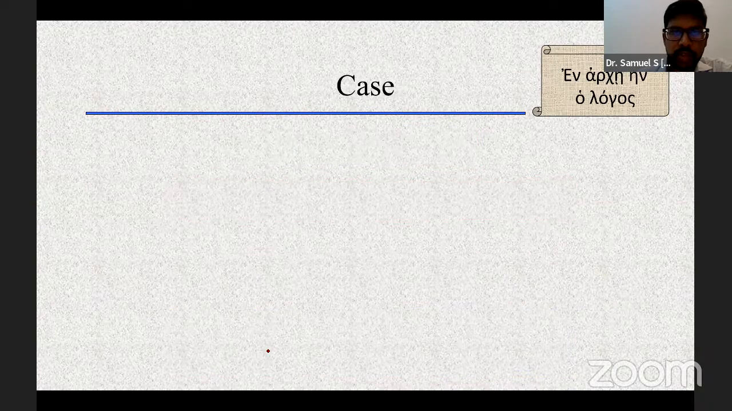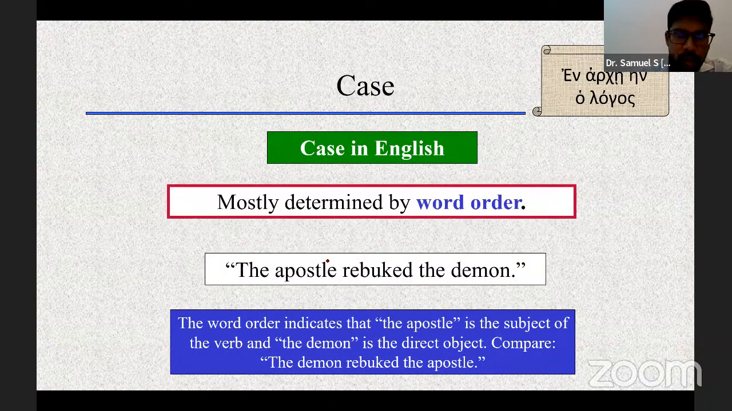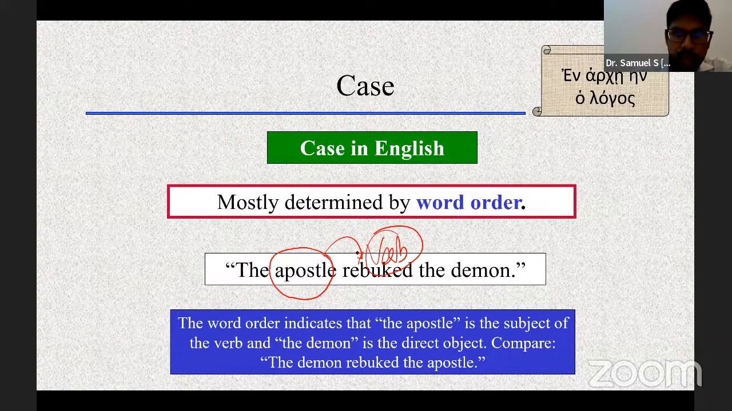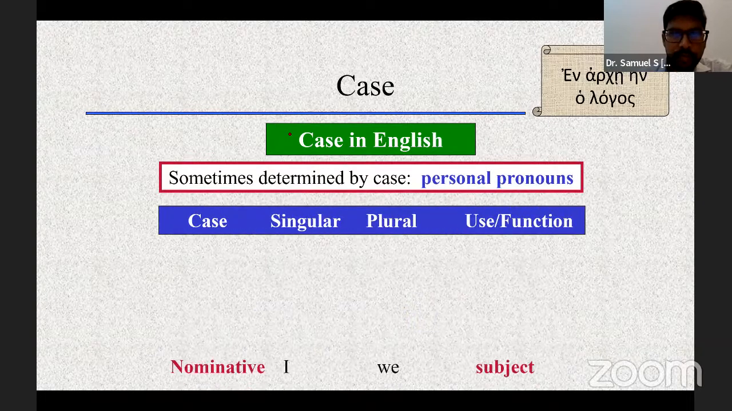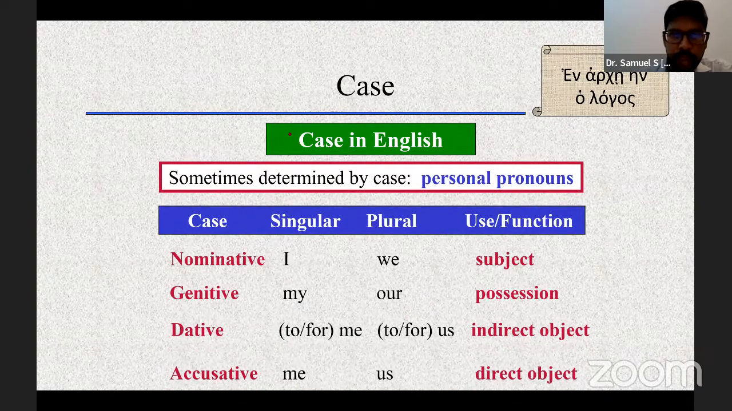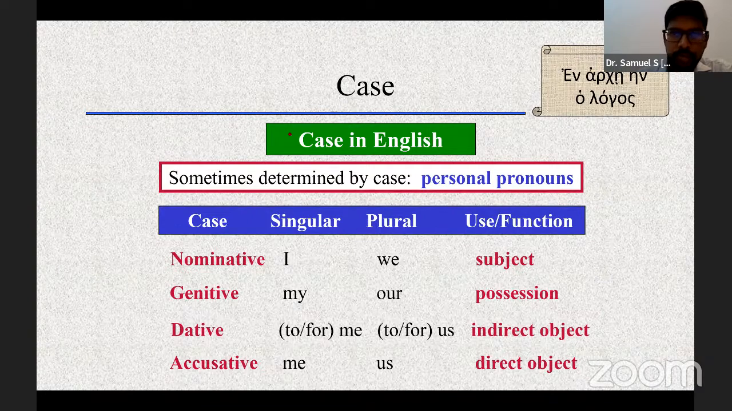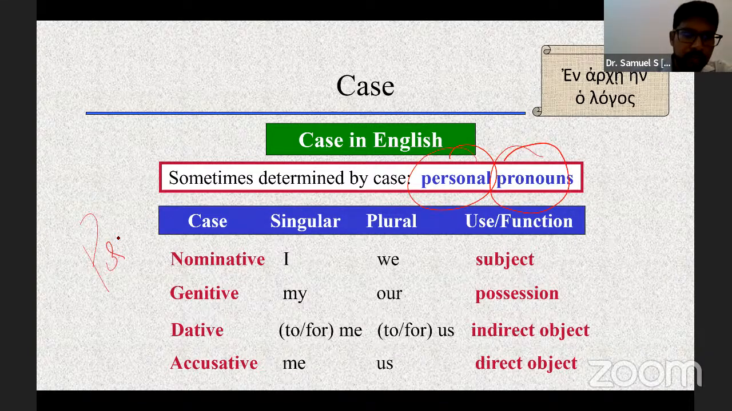In English, case is determined by word order. Whatever noun immediately precedes the verb is the subject. Whatever noun immediately succeeds the verb is the object, right? That's how case or function works in English. Whereas in Greek, so we also looked at this, right? How using personal pronouns in English, we communicate possession.